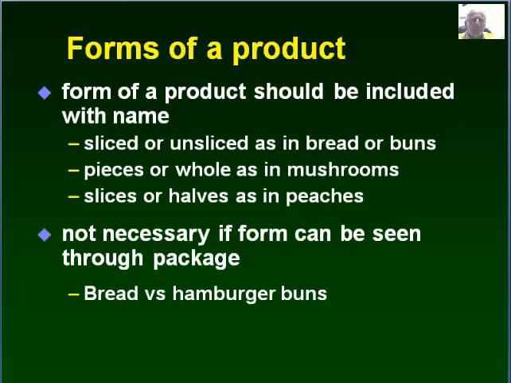It's not necessary if the form can be seen through the package, say bread versus hamburger buns. Now you get into some breads. Wonder Bread's one where the actual packaging had tended to be white, so you really can't see the form of the bread in that package, and in that case they would be required to say sliced bread, or if it happened to be unsliced, it would say that as well. When you go to the deli and look at some of these products, they're in clear packaging material. You can see very easily whether they're sliced or unsliced bread.